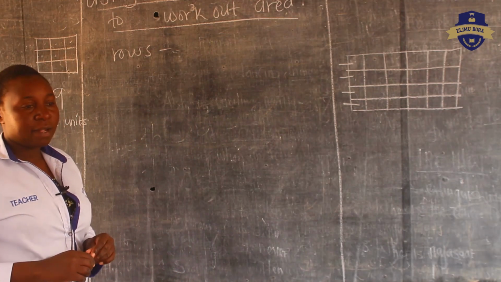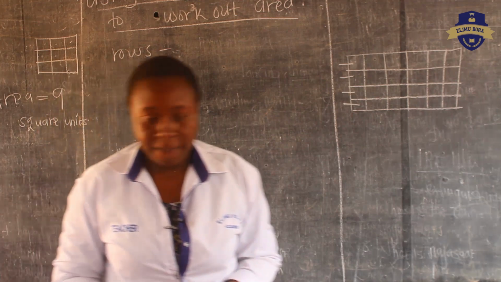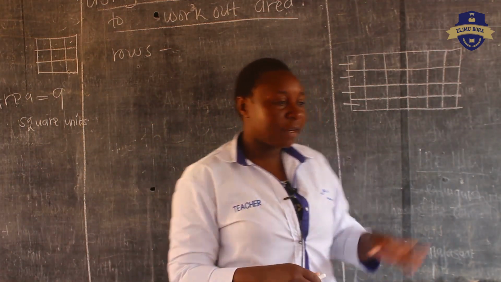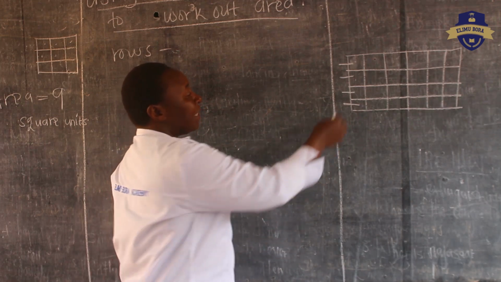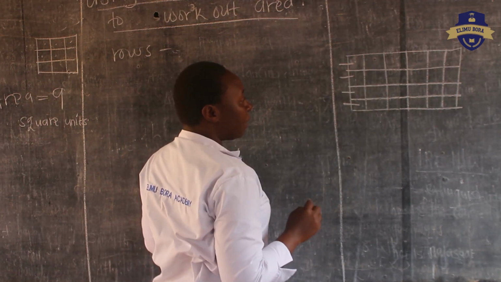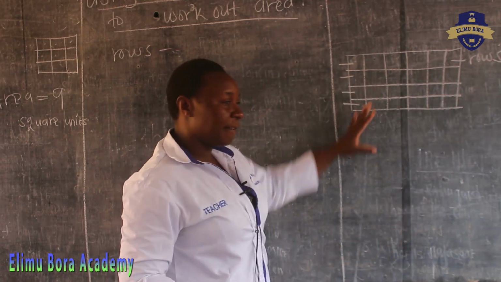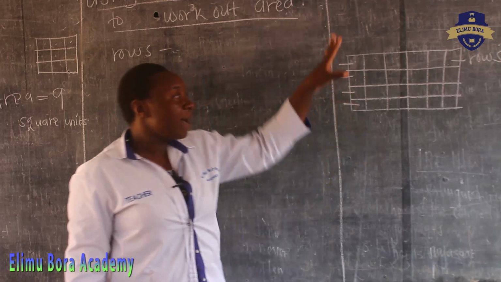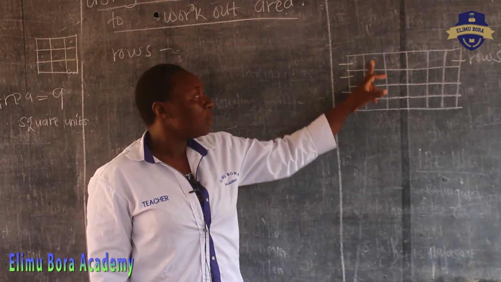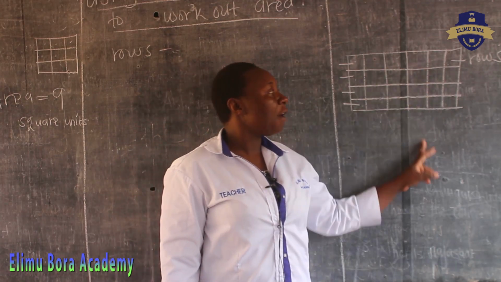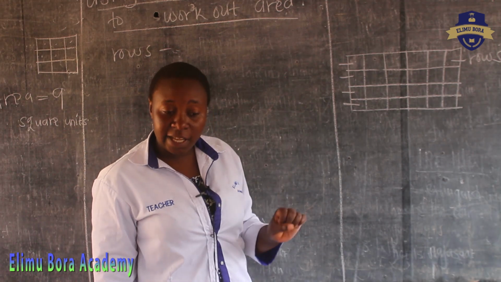How do you call those lines? Who can guess? Are they rows or columns? The one going down? Yes? Very good. So these lines going downwards are the ones we are calling the rows. So if we look at this figure, somebody may ask you, how many rows does this diagram have? You say 1, 2, 3, 4, 5 and 6. So this figure here has got 6 rows.